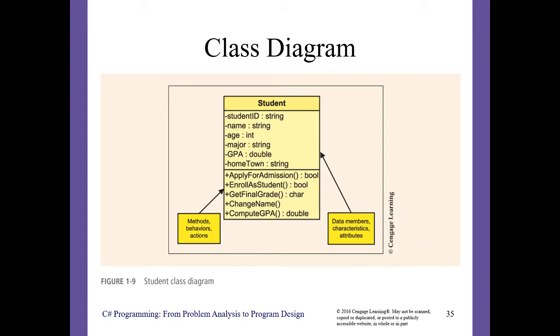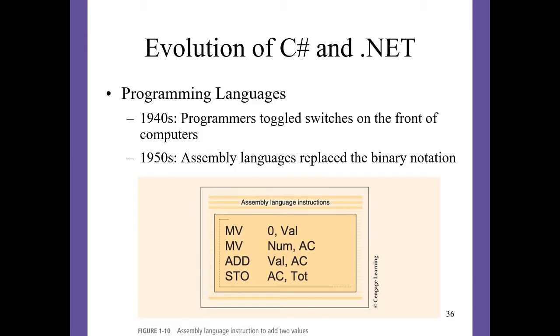Now, this is a more involved class diagram. It shows a student, the fields that would be associated with that student in the middle, and in the bottom section, the methods or behaviors associated with that student.